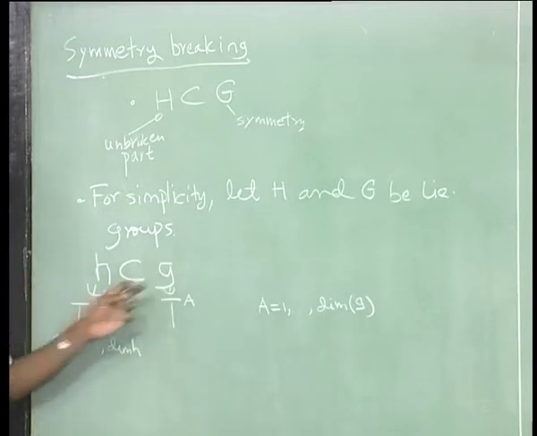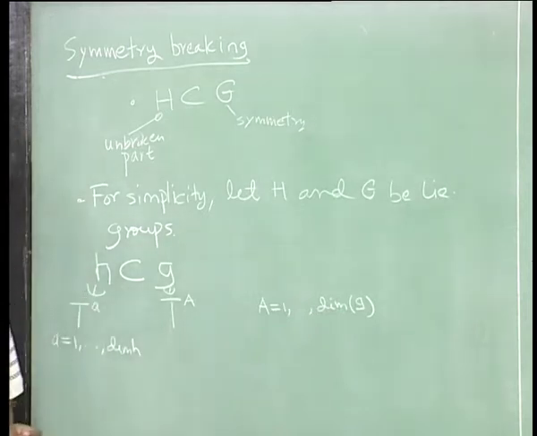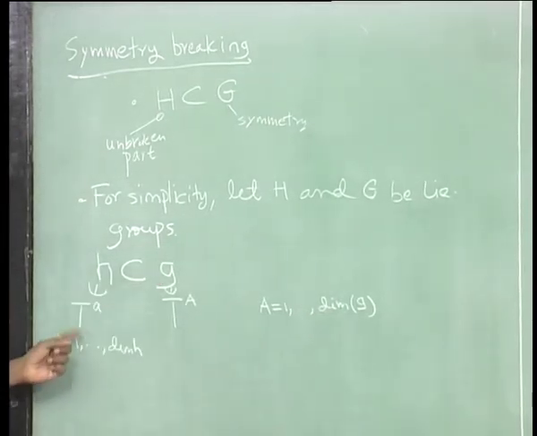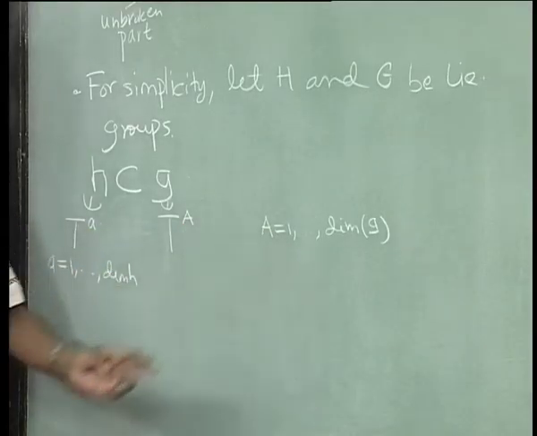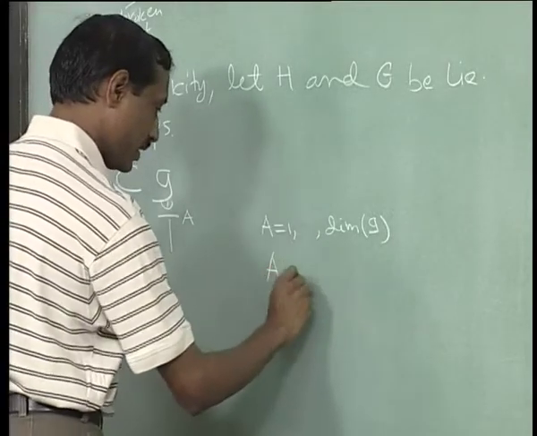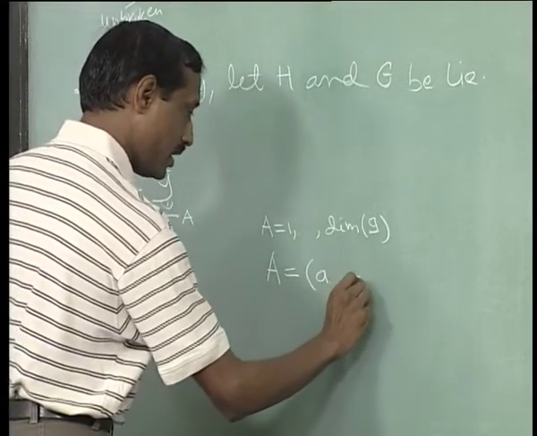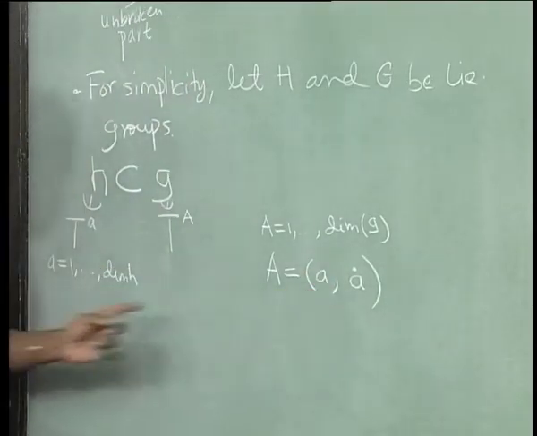Because it is a strict subgroup, obviously this dimension will be less than this, and we can be clever enough, because this sits inside this, we can always adjust it such that the first dim H elements of this are the generators of H. So we can break up the indices or the generators A into a and a-dot, where a runs over 1 to dim H.